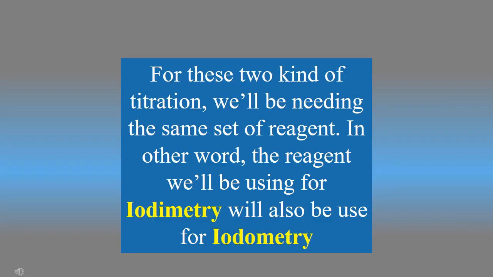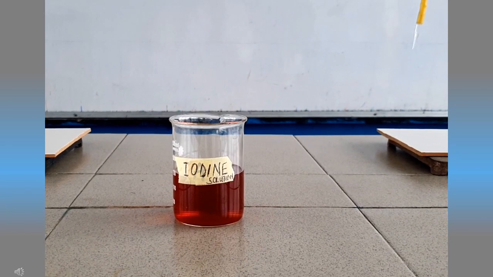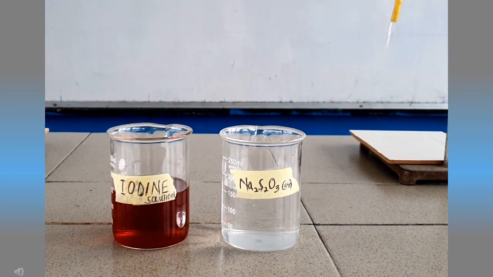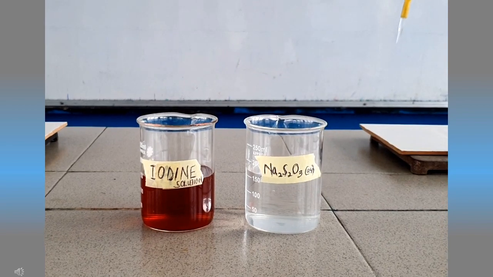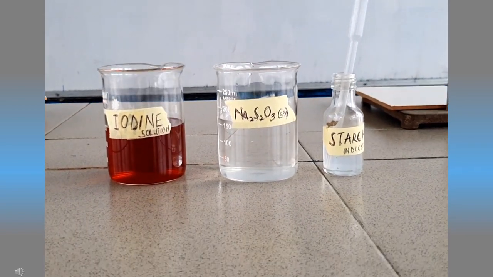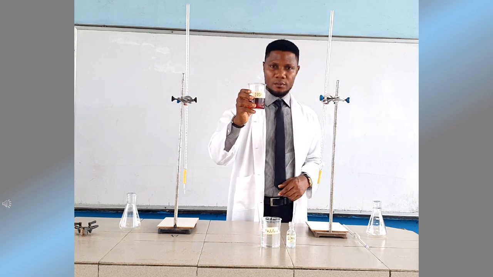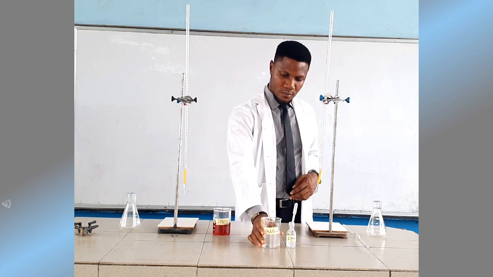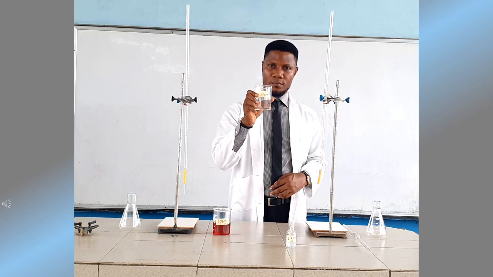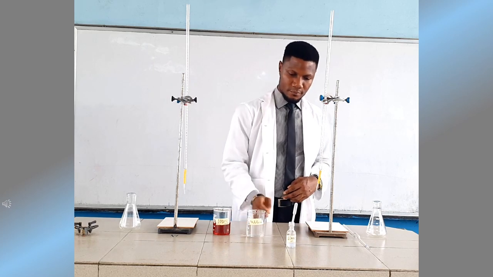For these two kinds of titration, we'll be needing the same sets of reagents. In other words, the reagents we'll be using for Iodimetry will also be used for Iodometry. The first reagent is iodine solution. Then we need sodium thiosulphate, and we need an indicator. That indicator is starch. So we're using a starch indicator. Just as mentioned, we need our iodine solution, then the sodium thiosulphate, and our starch indicator.